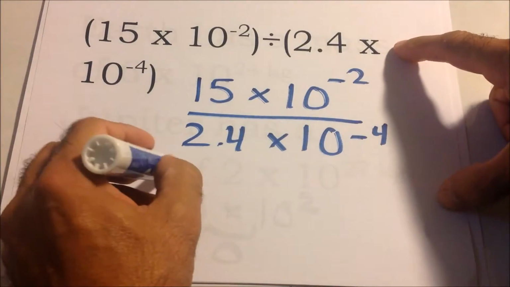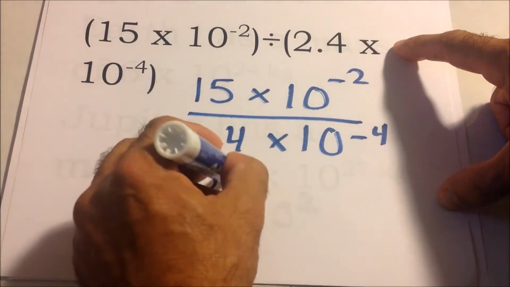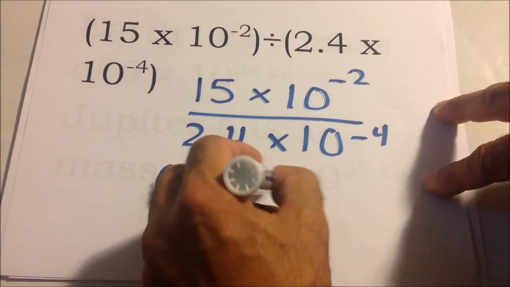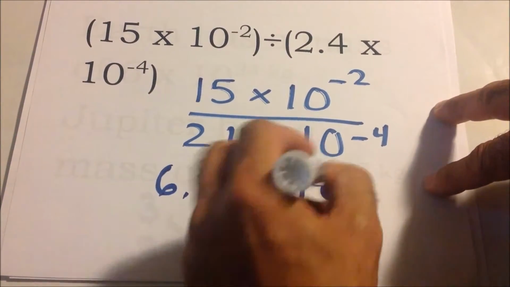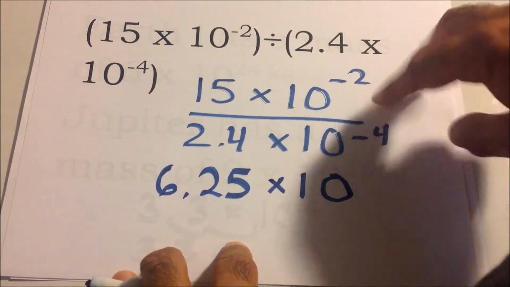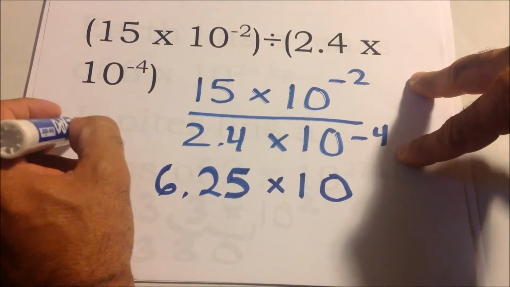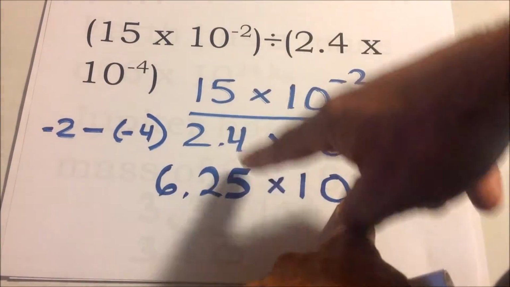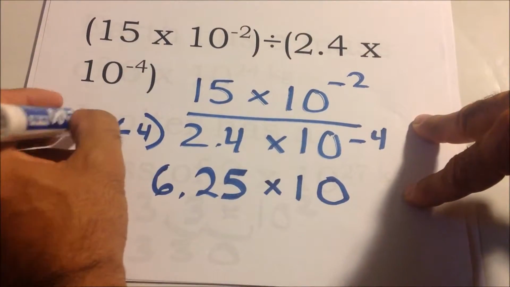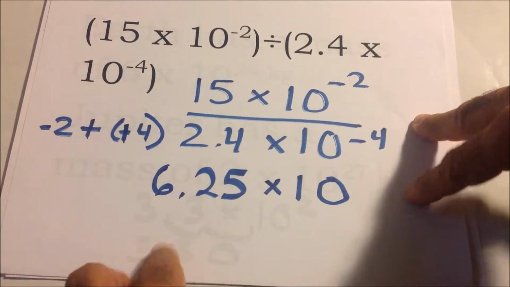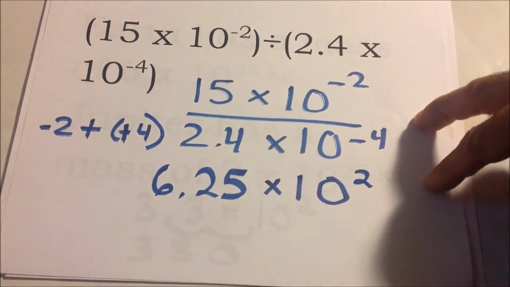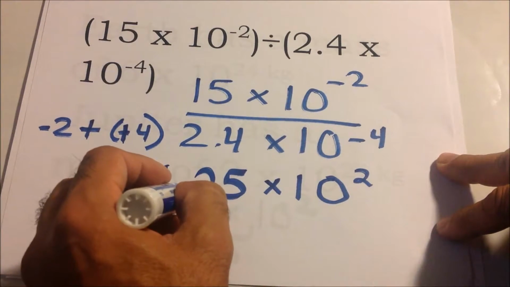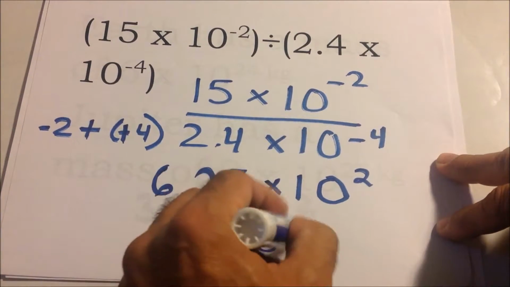Okay, so the integer will be 6.25. It's already in scientific notation with that 6.25, so we're good there. Bring down the power of 10. Now this is negative 2 minus negative 4. That's what this is, negative 2 minus minus 4. Keep change, change, and you'll get 10 to the second power. That's exponential form. And in standard form, you move it twice, and you get 625.